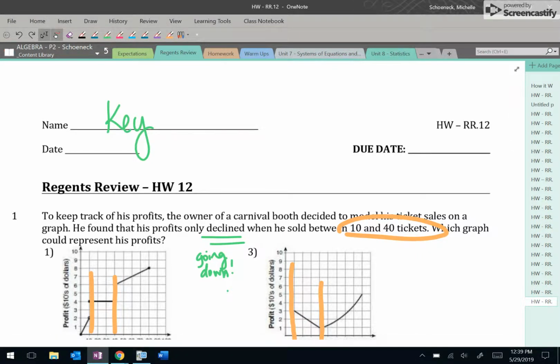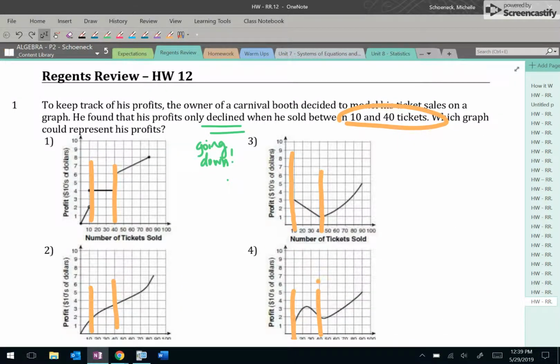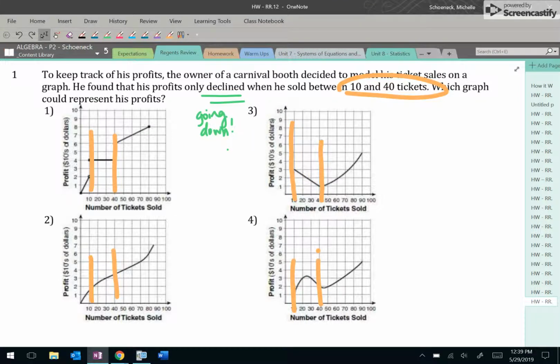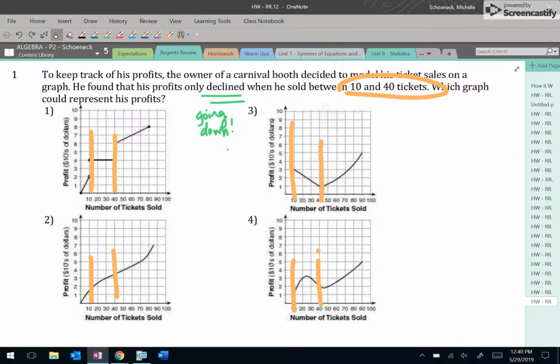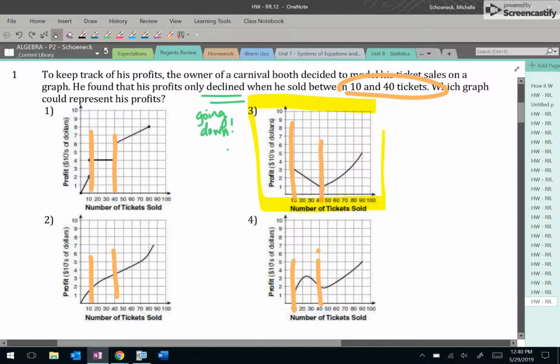Number 1, to keep track of his profits, the owner of a carnival booth decided to model his ticket sales on a graph. He found that his profits only declined, or went down, when he sold between 10 and 40 tickets, which would represent his profits. So we're looking solely between x equals 10 and x equals 40 for the number of tickets. And during this part, we want the one that's only going down. Okay, and the only graph that is going down here is number 3.